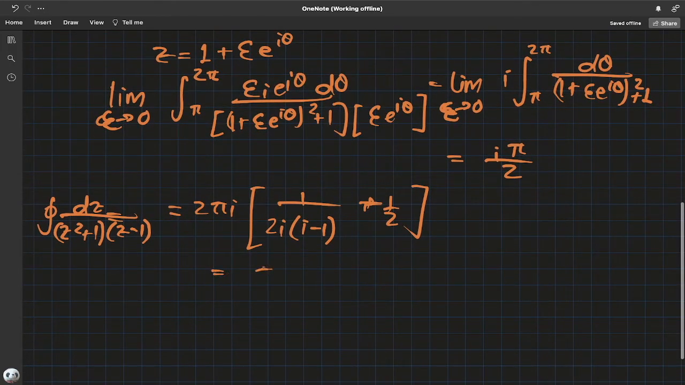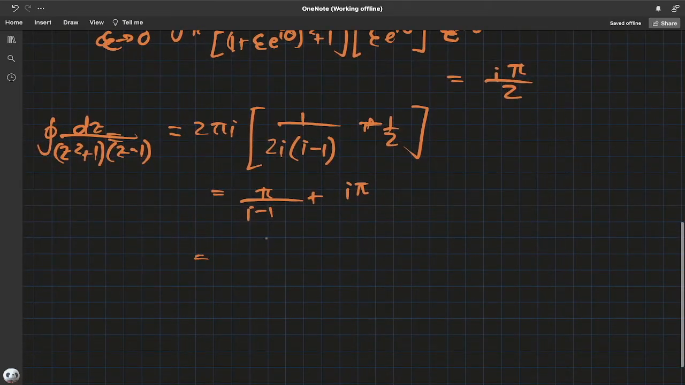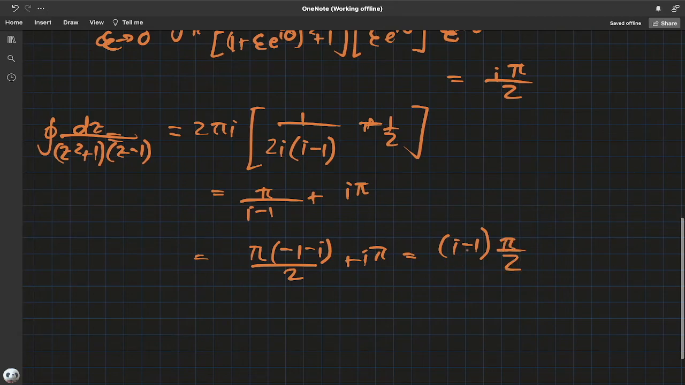And we have pi over i minus 1 plus i pi. Sort of multiply and divide by the complex conjugate. We have a 2 here plus i pi, which becomes (i minus 1) pi over 2. Fair enough?